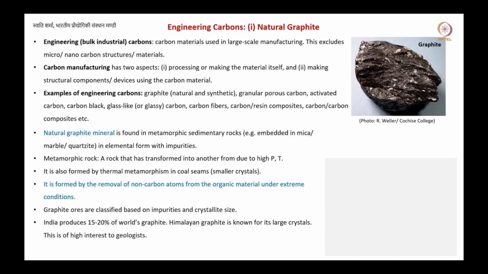Engineering carbon is basically the carbon material used in large scale manufacturing. This excludes micro and nano carbon structures. Carbon manufacturing has two aspects. First is processing or making the material itself. Any material, before getting to the end product, we have to process. And second is making structural components. So firstly we deal with the material, and to make the material we require some process.